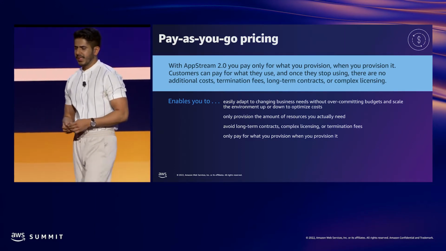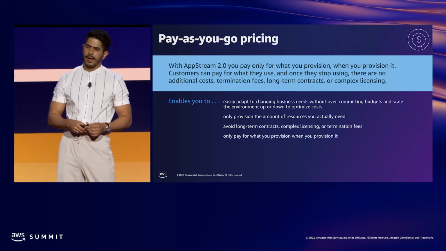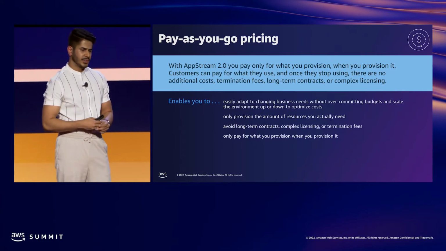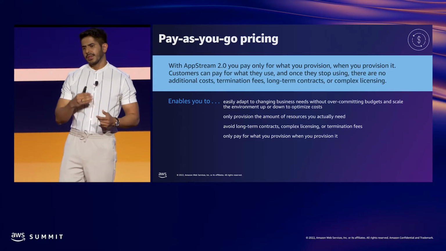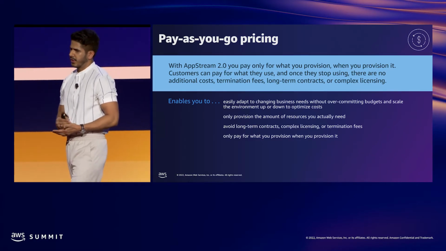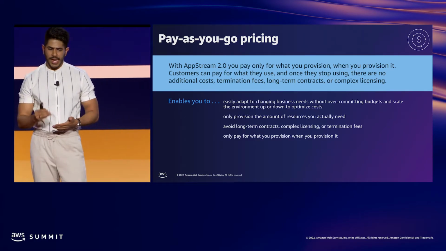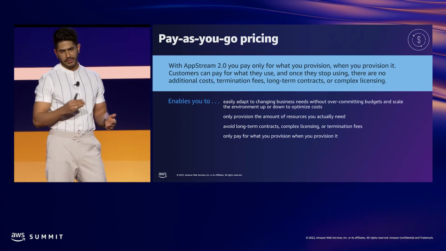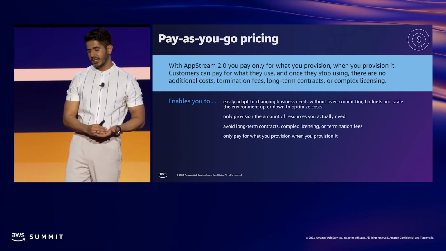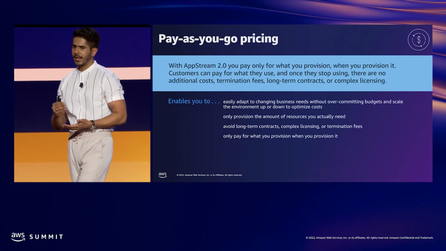We talked about pay-as-you-go pricing a little bit. This applies with AppStream as well as Workspaces, which is our second end user computing service. There are no upfront costs or long-term commitments, but with AppStream, we have two billing models. Both of them are hourly. The two billing models are always on and on demand.